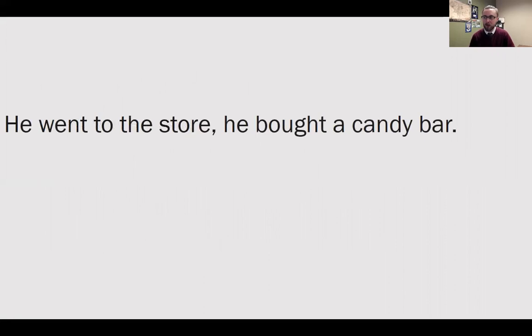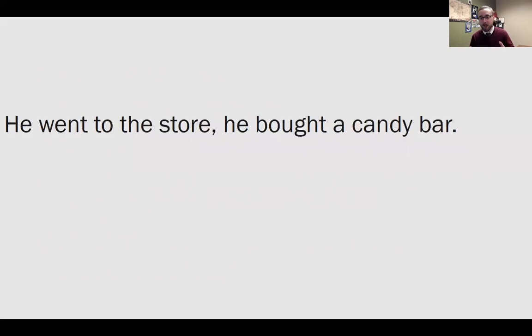Here's the first one. He went to the store, he bought a candy bar. Think about, does it seem more like a fragment? Does it seem more like a run-on? I'll tell you now, it's not right. There's something wrong with this. Hopefully you can see that this is a run-on. This is a run-on sentence.